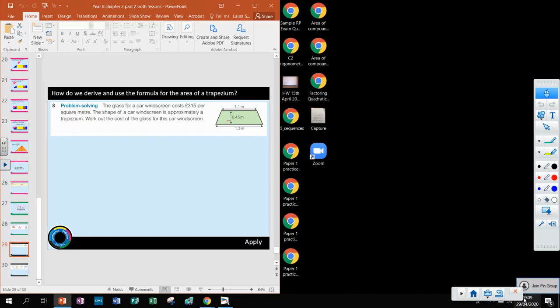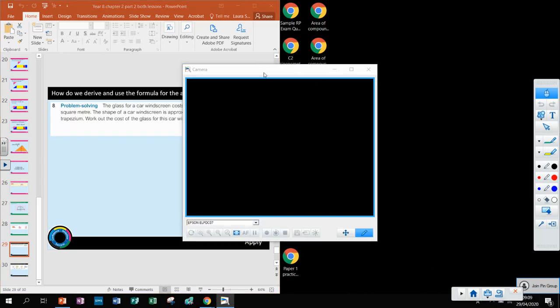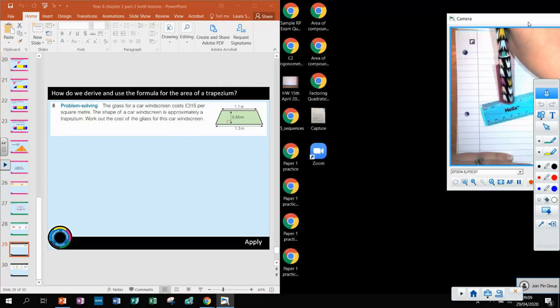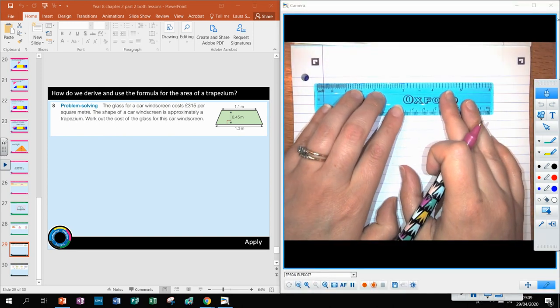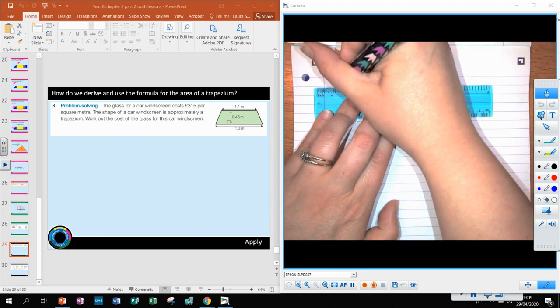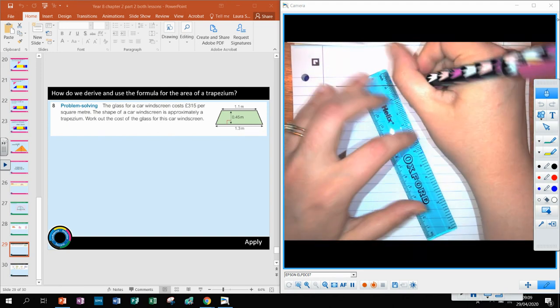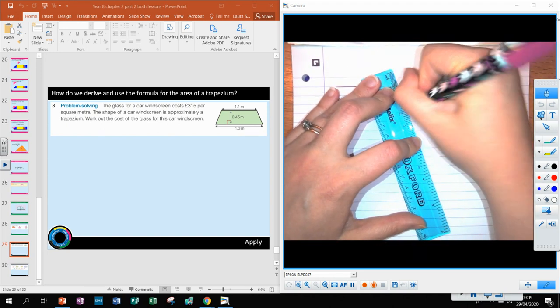Okay, well done, guys. Let's take a look. There we go. Right, so first of all, we start with our diagram. Okay, fairly traditional looking trapezium. There we go.